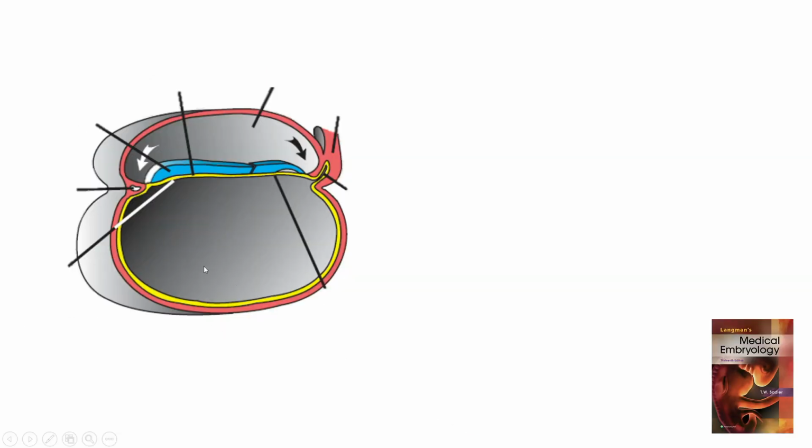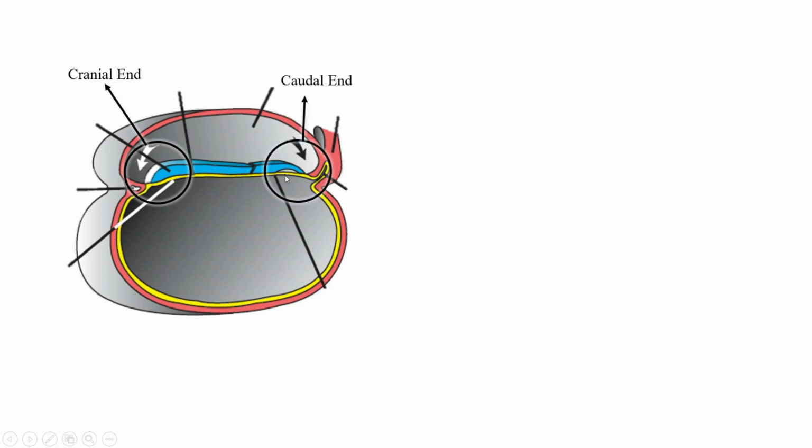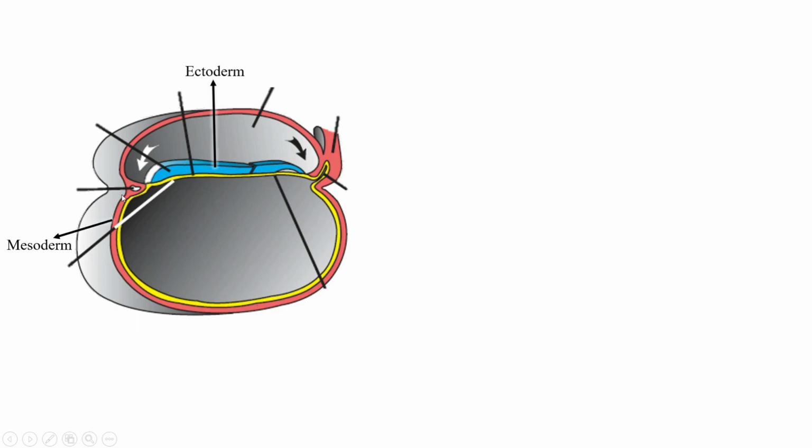This is a picture of an embryo of 17 days, and this is the cranial end, and we have the caudal end here. We can also see the amniotic cavity and the yolk sac cavity below. We also have the pericardial cavity here, and they have represented the ectoderm with the blue color, and the red structure is the mesoderm, and we also have the endoderm in yellow.